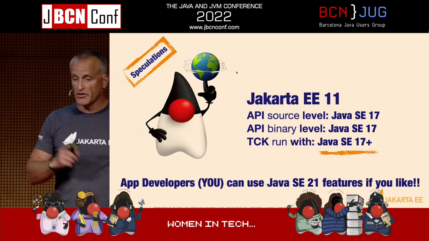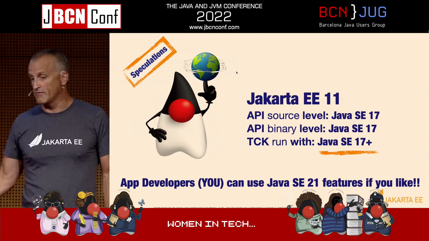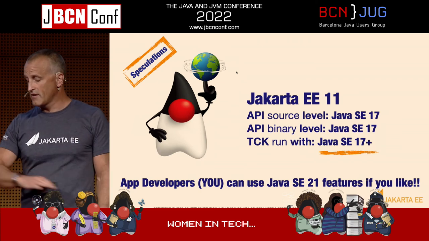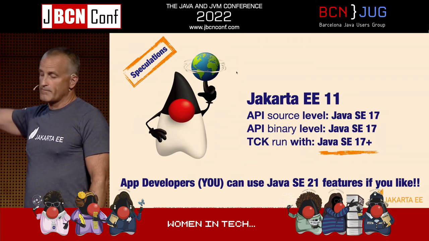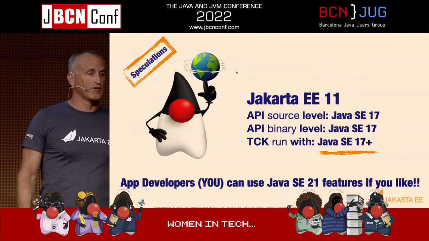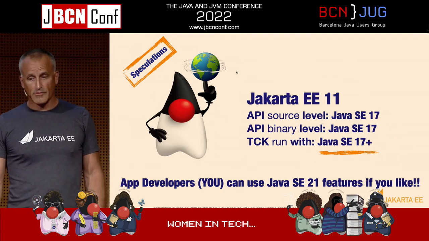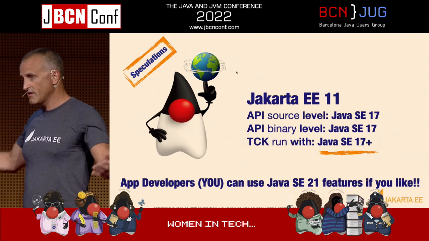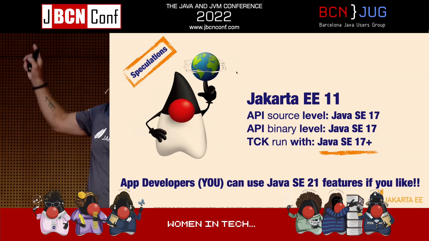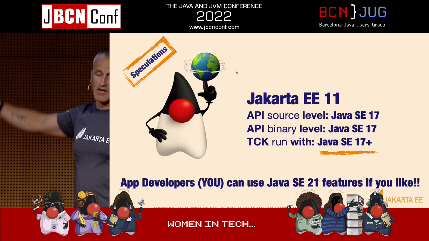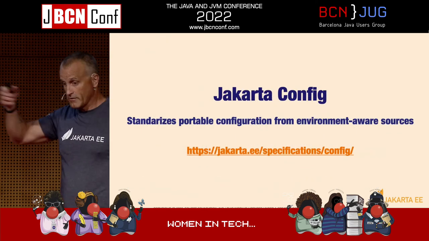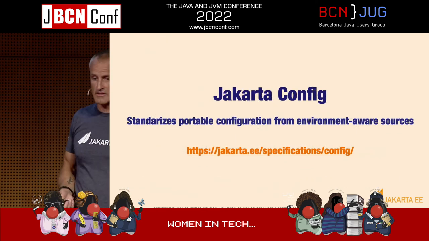What I can assure you is that when we go live with this, the TCK will run on 17, and anything that is going to be the LTS at that time, and most likely that will be 21. So we will be able to use 21 features in the applications if you want to, but the question is, should we raise the API level or should we stay on 11? What we're going to do, that's up to us as a community to decide.